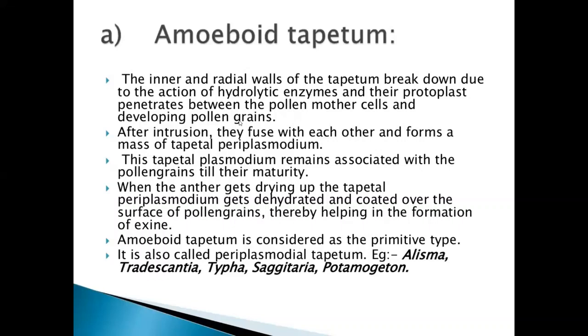Amoeboid tapetum is considered the primitive type, as I told you. It is also called periplasmodial tapetum. Alisma, Tradescantia, Typha, Sagittaria, Potamogeton: these are all the best examples of amoeboid tapetal plants. Alismaceae, Tradescantia, Typha, Sagittaria, Potamogeton, almost all the hydrophytic plants, so immature or primitive plants, all belong to the examples of the amoeboid tapetum.